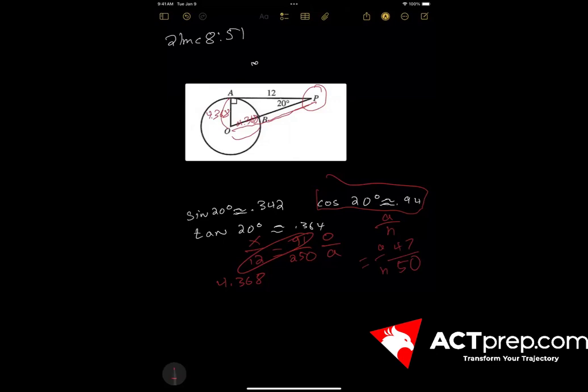We already know that the adjacent is 12, and so we're just going to try to find that hypotenuse. We can cross multiply, or you can just multiply the two numbers that are opposite each other, 12 times 50, and then divide by the other number, 47, to find out that the entire hypotenuse is 12.765 and some change. And we will go ahead and just subtract out the 4.368 to find that the length from B to P is 8.397, which is answer E.